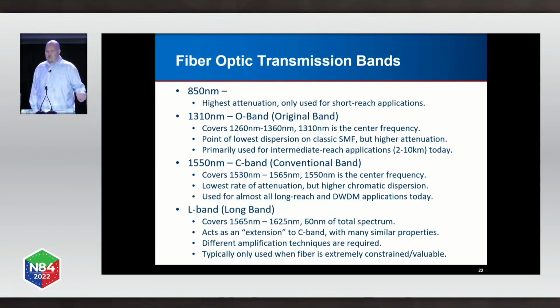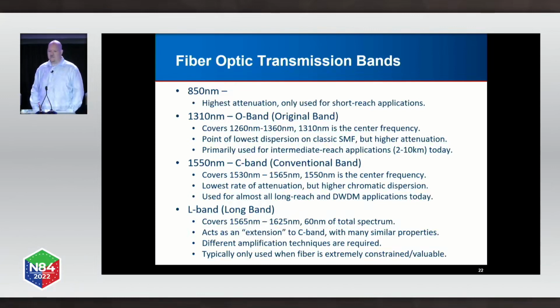1310 is called O-band, the original band. This is the point of lowest dispersion for classic single mode fiber. This is your intermediate reach applications, your 2 to 10 kilometer kind of stuff. Though in modern 100 gig optics, for example, you have 1310 signals because your baud rate is increased so much that you need to be very close to 1310. And so we put more and more effort into taking 1310 further. In some cases you can do 80 kilometers with extreme amplification. But historically, the cheap optics, the ones that are mostly out there, it's the intermediate reach role.